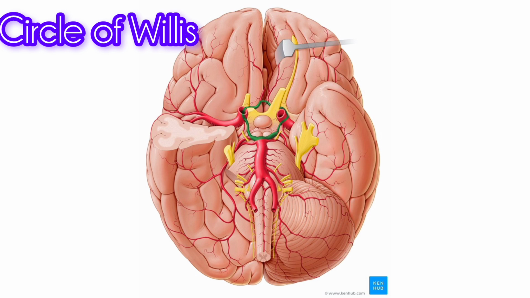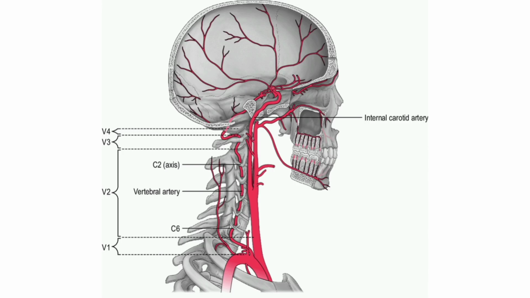Okay, then why is it called the circle of Willis? It means this group of blood vessels in the brain connect with each other, forming a continuous structure, and this continuous structure resembles a circle. That's why we call it the circle of Willis. This arterial anastomotic circle connects the two major arterial systems, the internal carotid artery and the vertebrobasilar artery, meaning the vertebral and the basilar artery.